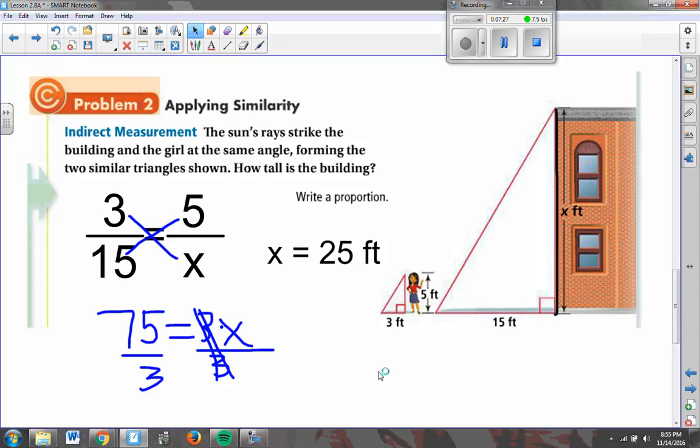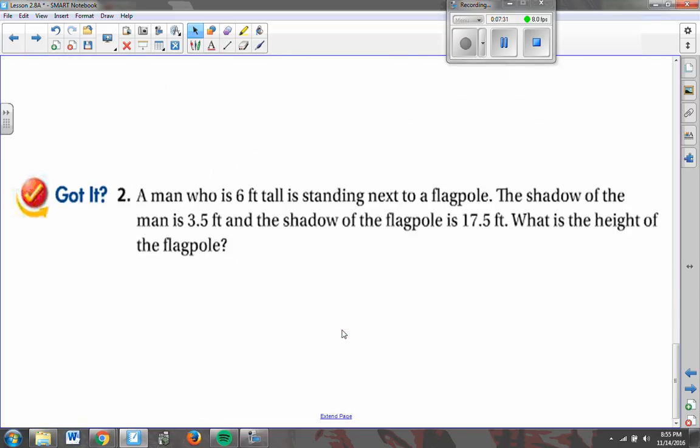I have one of these that I'd like you to try. Take a look at this problem. A man is 6 feet tall standing next to a flagpole. The shadow of the man is 3.5 feet. The shadow of the flagpole is 17.5 feet. They want to know, what is the height of that flagpole? So pause the video, take a look at that problem for a minute, and then come on back and I'll show you what we should get.